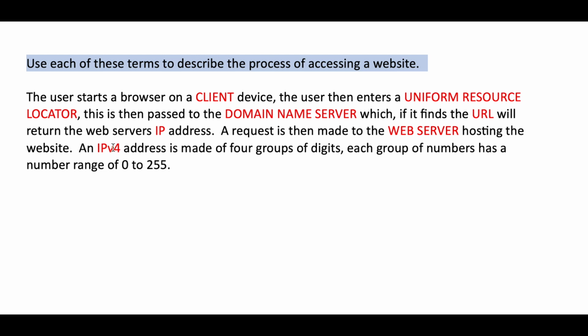So the format of an IP address using version 4 uses 4 groups of digits. Each group of digits or numbers has a range of 0 to 255. So that means each group would be taking up 1 byte, and that each group would also be separated with a full stop.